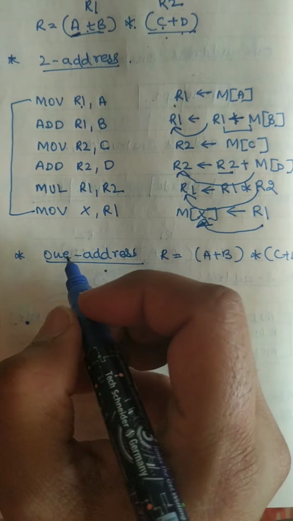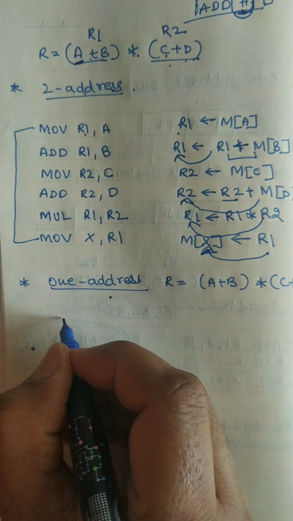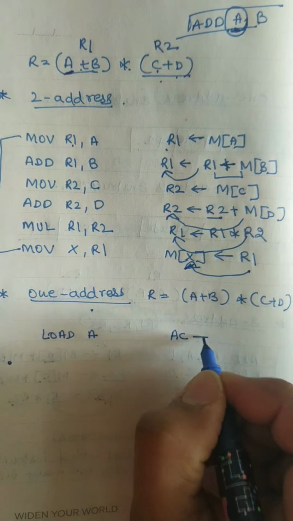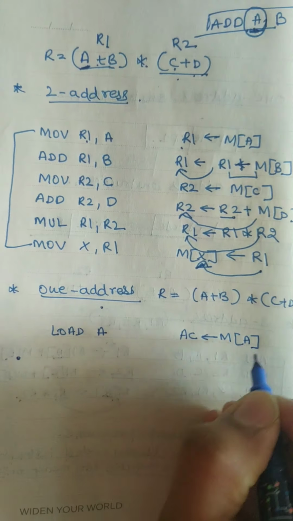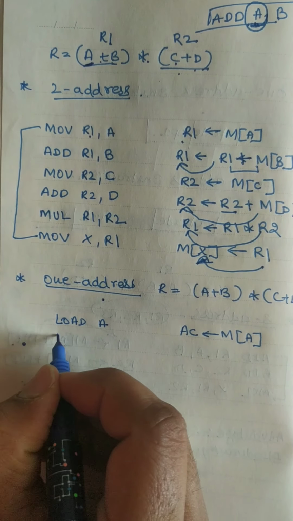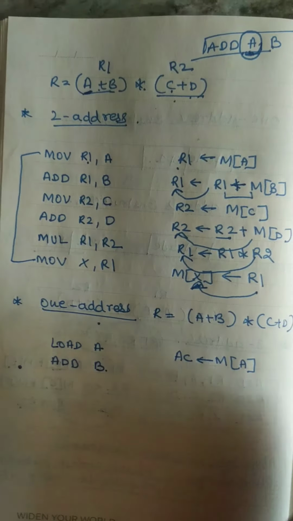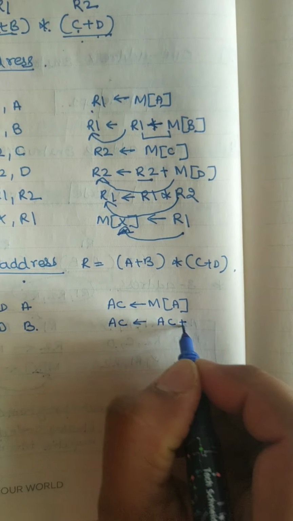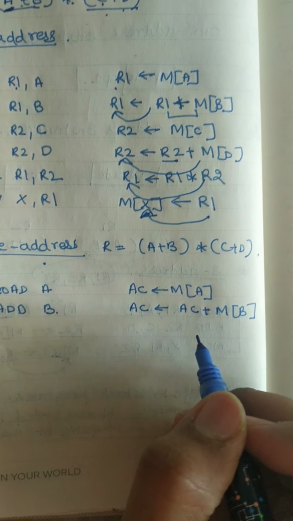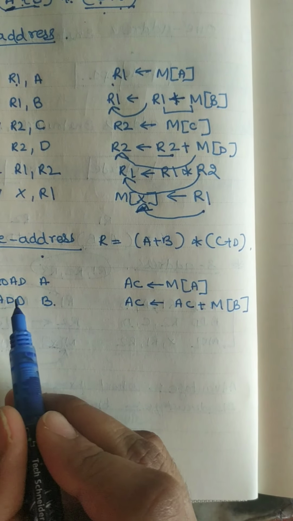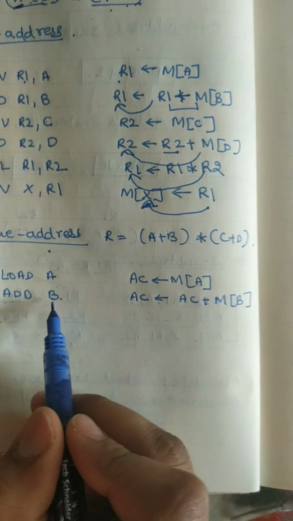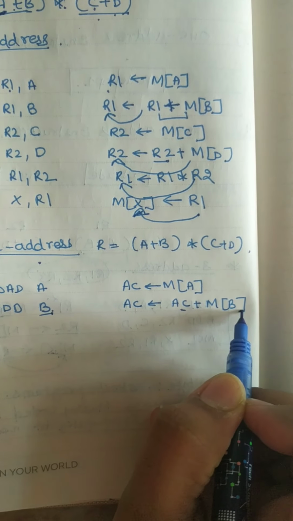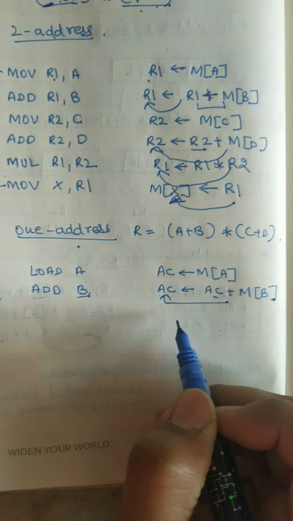So these instructions will be of the type: the first instruction will be load A. This instruction means that we are loading the accumulator register with the contents of memory location A. Then add B. This will result in accumulator equals accumulator plus the contents of memory B. We have one operand as the accumulator, and the other operand is B. The content of the accumulator will be added to the content at memory location B, and the result will be transferred back to the accumulator register.